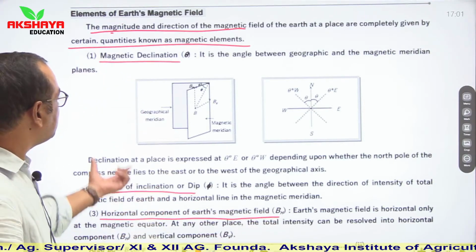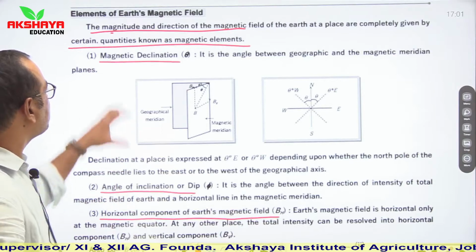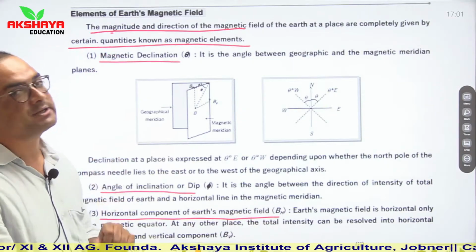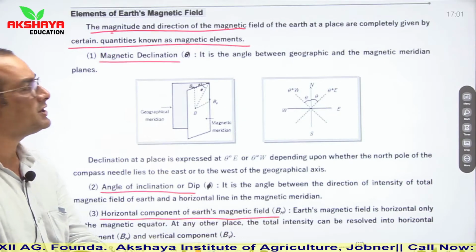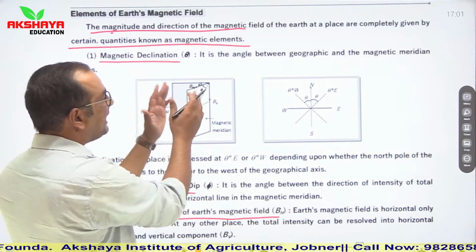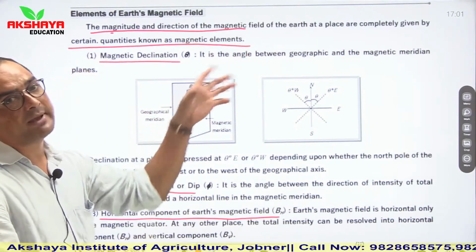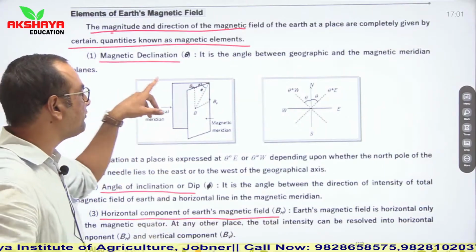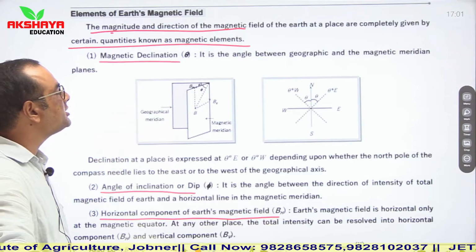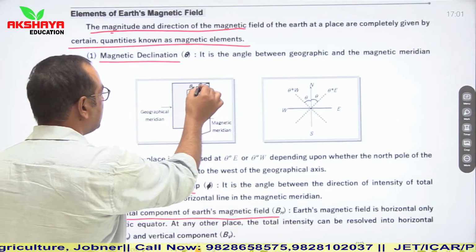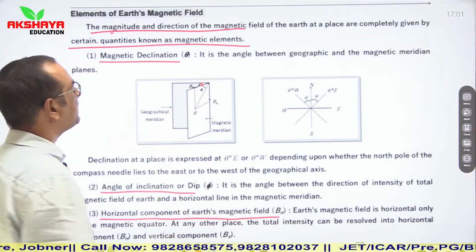Clear? So these are three components of Earth's magnetic field. If we talk about magnetic declination, it is generally defined as the angle between the geographic and magnetic meridian. Angle between geographical meridian and magnetic meridian. It is represented by theta. So this angle is known as magnetic declination.